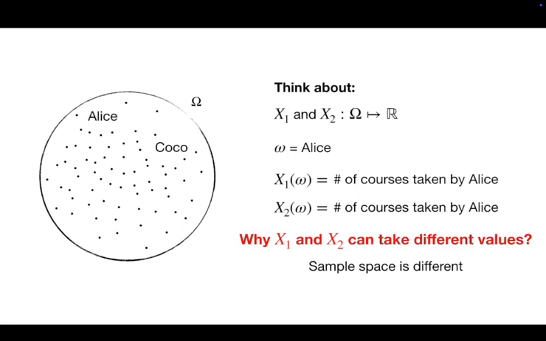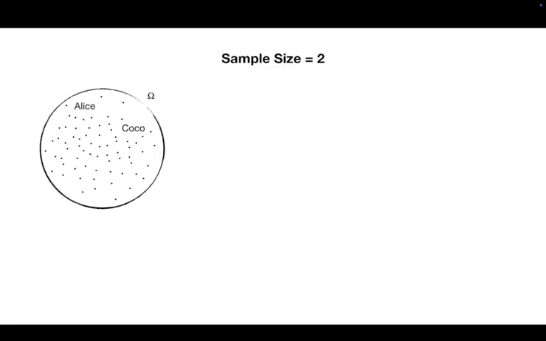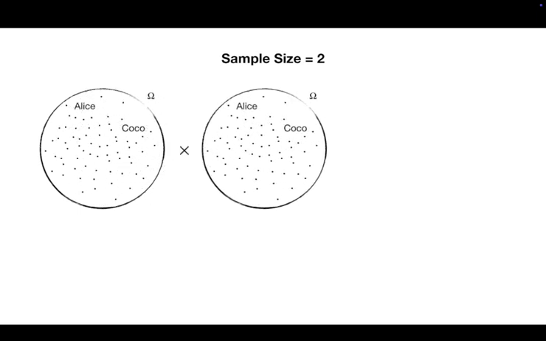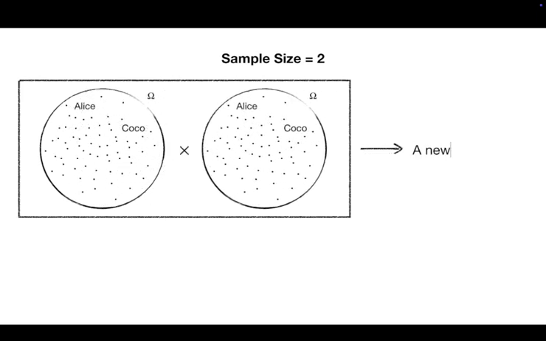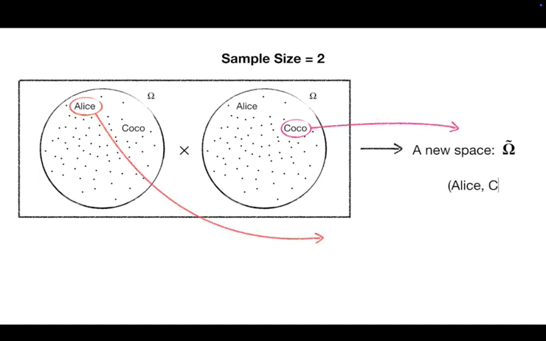How can we fix this problem? Consider a sample of size 2. In statistics, we first create a copy of the original sample space and define their product to be a new sample space, say capital omega tilde. Now we first pick one person, say Alice, from the first coordinate, and pick another one, say Coco, from the second. Putting them together as a pair, this pair constitutes a new sample, say small omega tilde, in the new space.